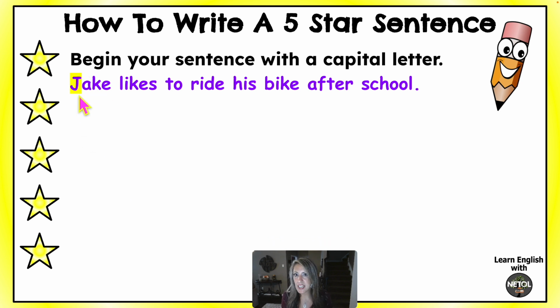Jake. Jake is the name of a person. Jake likes to ride his bike after school. Jake likes to ride his bike after school is a complete sentence. The sentence started with the letter J, and the J must be capitalized. Begin your sentences with a capital letter. So this sentence here is correct.